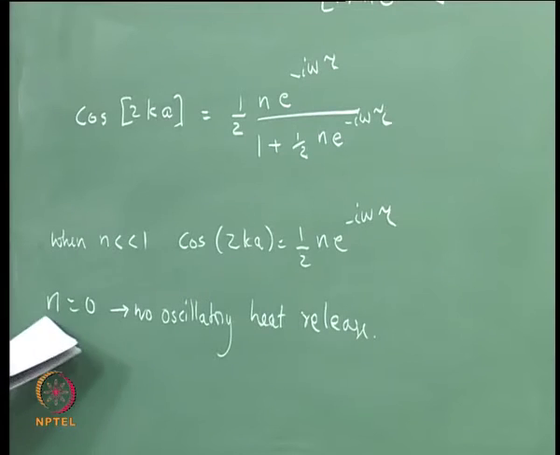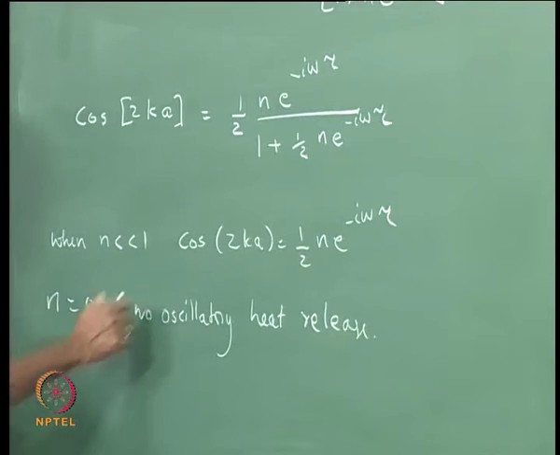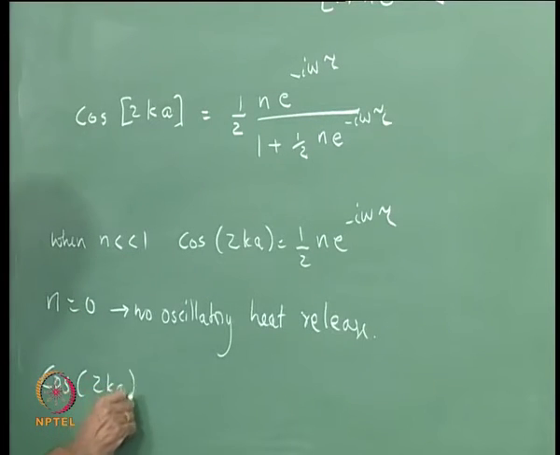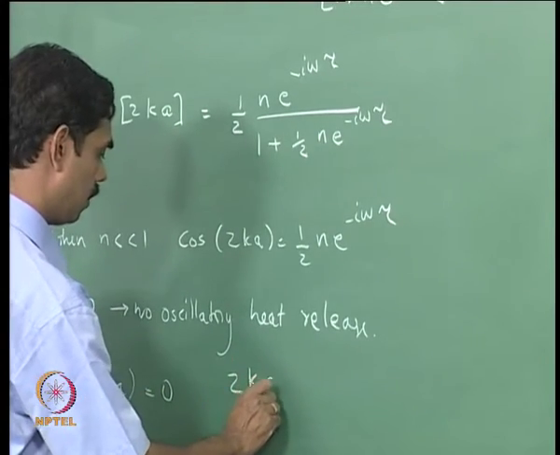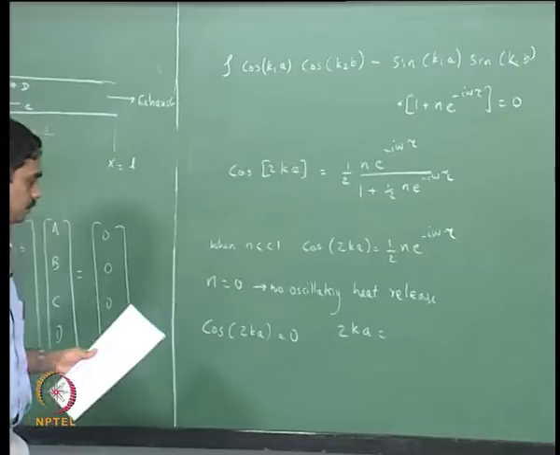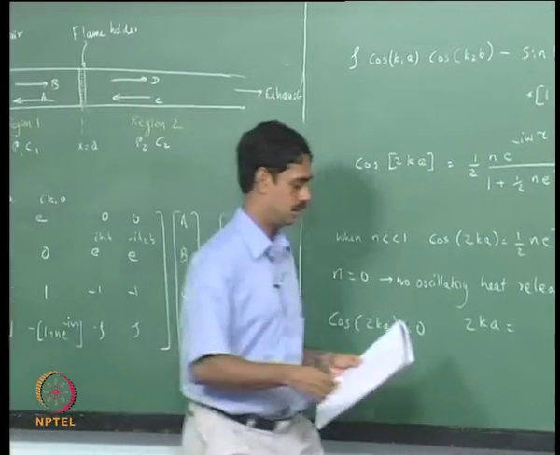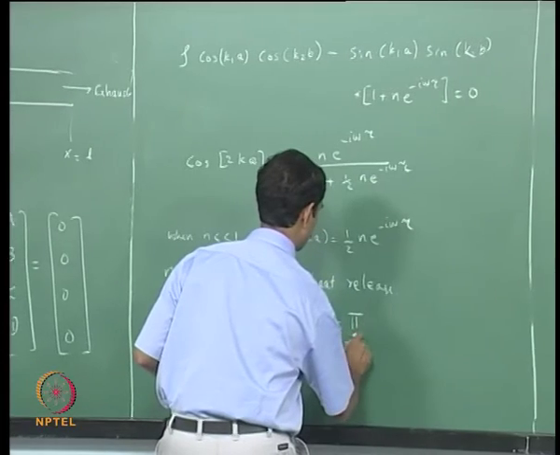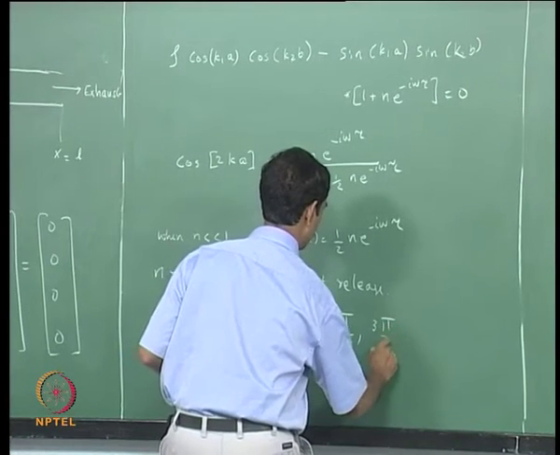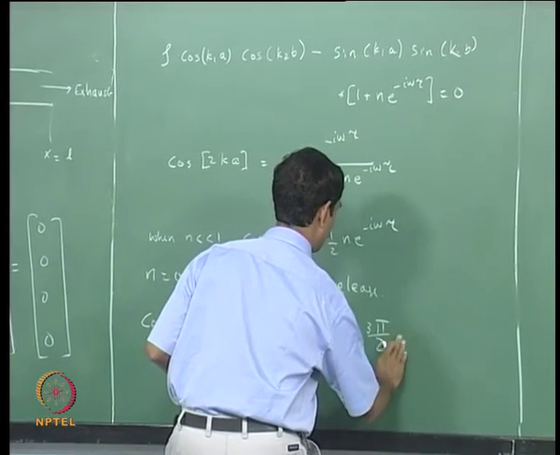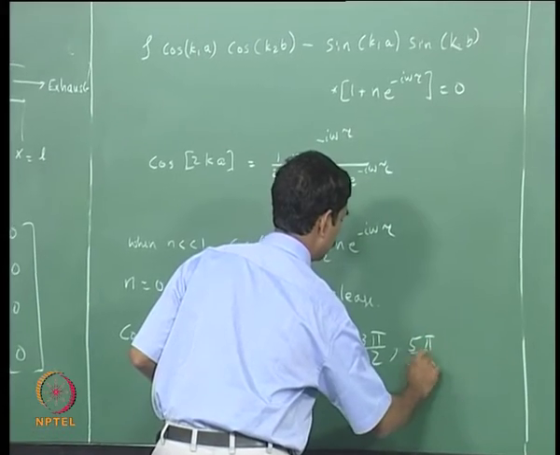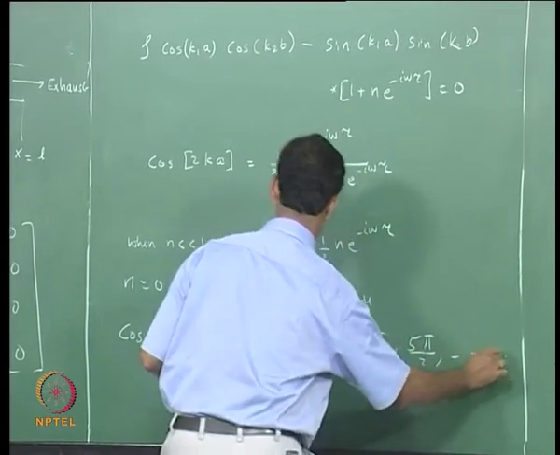So now n equal to 0 would mean no oscillatory heat release. So what happened to this relationship? Cos of 2k equal to 0. What would that mean? 2k is equal to, cos of what? Pi by 2 is 0, then 3 pi by 2 is 0, and so on. Pi by 2, 3 pi over 2, 5 pi over 2, etc.